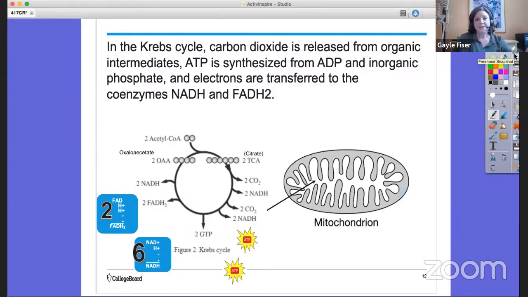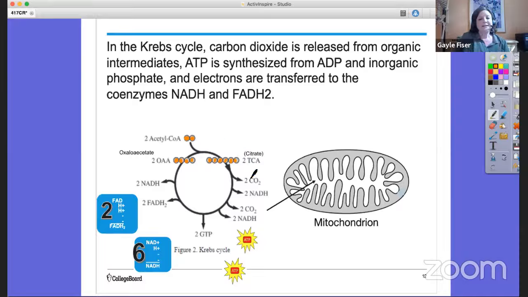All right, so now we're up to the Krebs cycle. Carbon dioxide is released from organic intermediates, ATP is synthesized from ADP and inorganic phosphate, and electrons are transferred to the coenzymes NADH and FADH2. If you take a look, here is our 2-carbon acetyl-CoA molecule, and it's going to combine with a 4-carbon oxaloacetate to form this 6-carbon citrate. That's where the citric acid cycle name comes from.